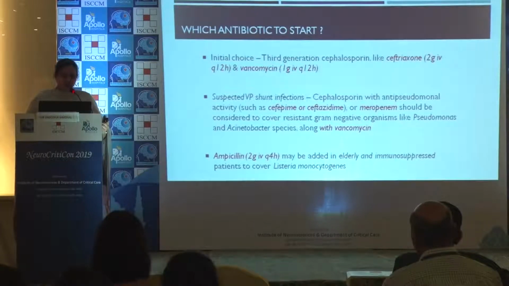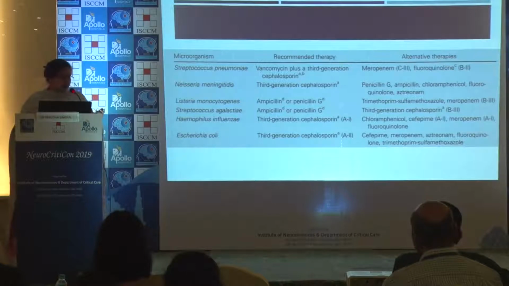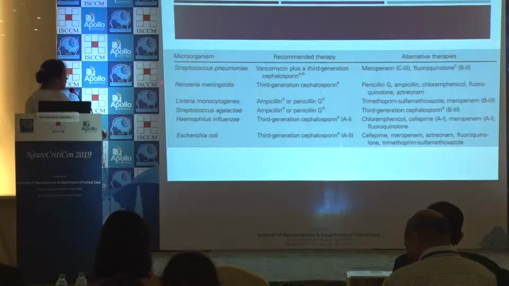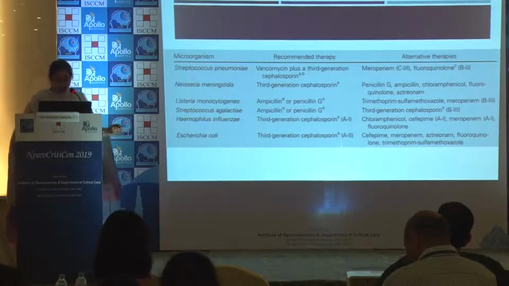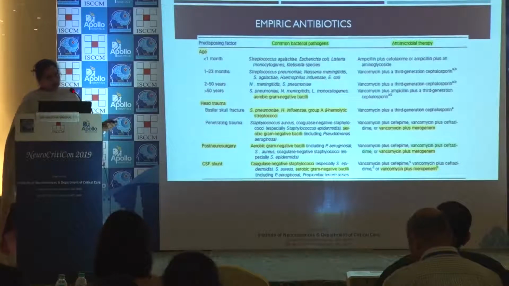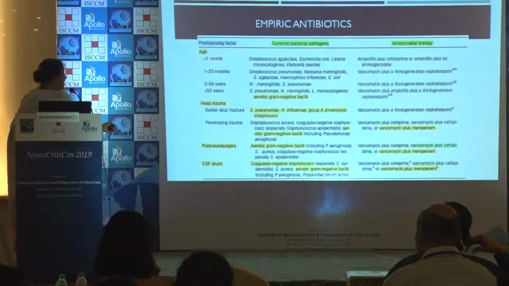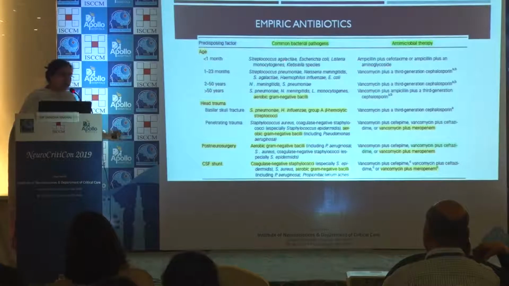So ampicillin, a dose of 2 gram IV 4th hourly in elderly and immunosuppressed patients to cover listeria and strep agalactiae. And this is the same thing that I have been discussing. Strep pneumonia needs vancomycin plus a third generation. Neisseria needs a third generation. So does Haemophilus influenzae and E. coli. And for listeria and strep agalactiae, you need ampicillin. All right, and this is the age-wise. For neonates and elderly, you have to cover for the listeria and strep agalactiae.